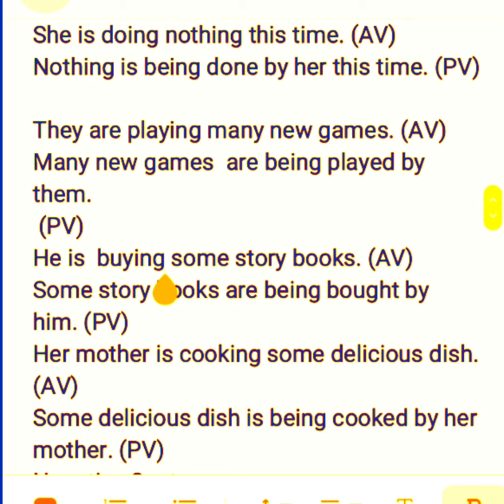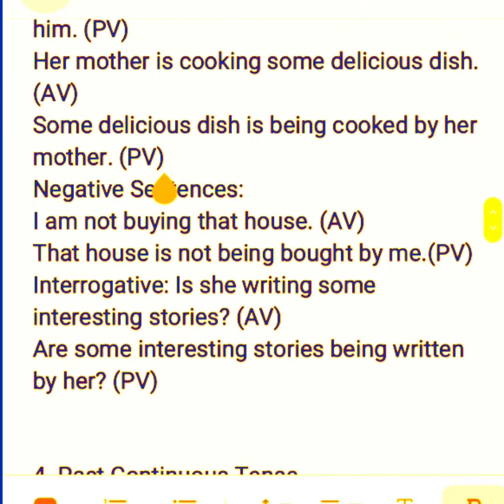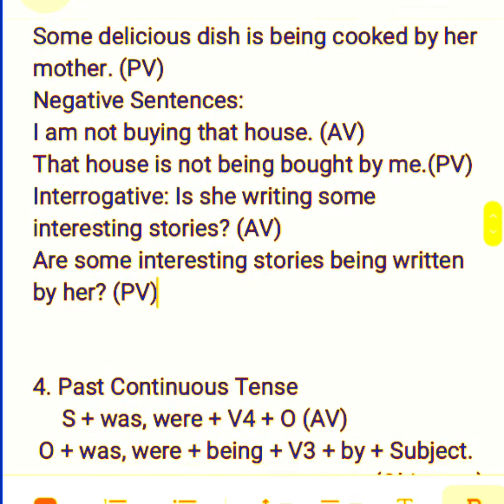He is buying some storybooks, some storybooks are being bought by him. Her mother is cooking some delicious dishes, some delicious dishes are being cooked by her mother. Negative sentences. I am not buying that house. That house is not being bought by me. Interrogative sentence. Is she writing some interesting stories? Are some interesting stories being written by her?